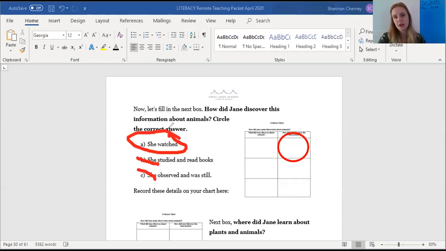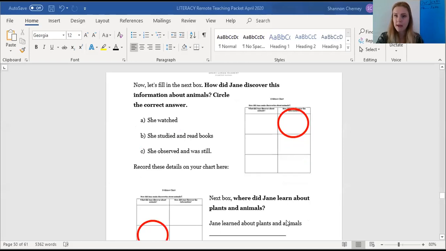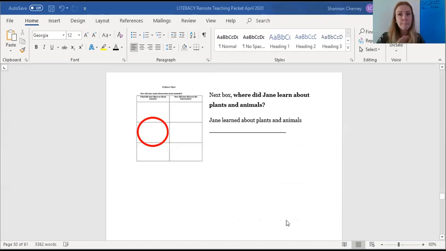So then you're gonna take she watched, and you're gonna write it down right here in your big chart. This is why I suggested that you maybe tear out that last chart because it's a lot of going back and forth. So write down she watched, and I'll meet you back here when you're done. Excellent job.